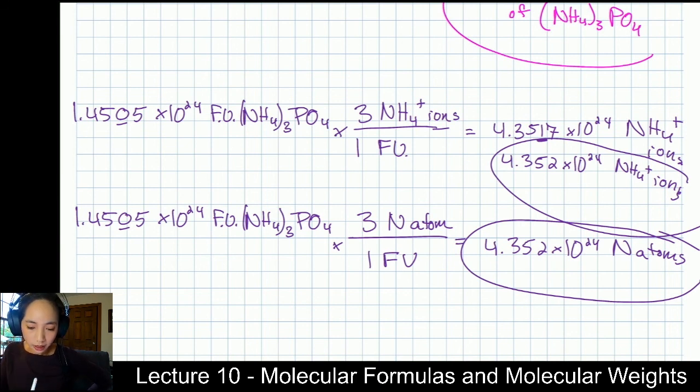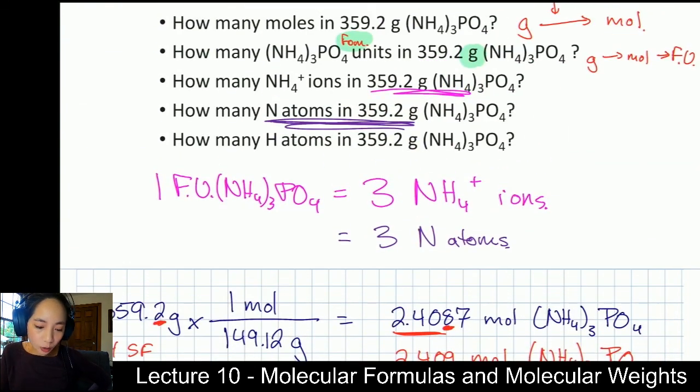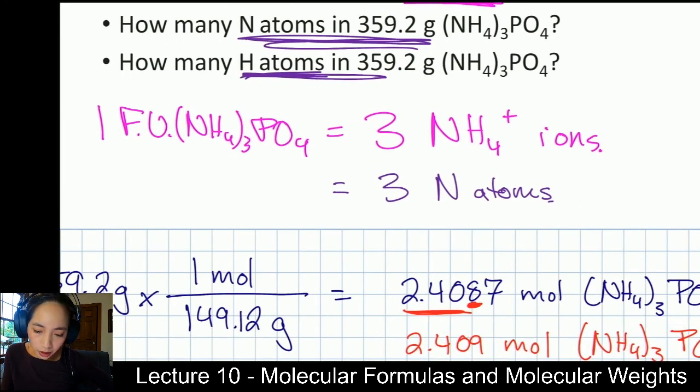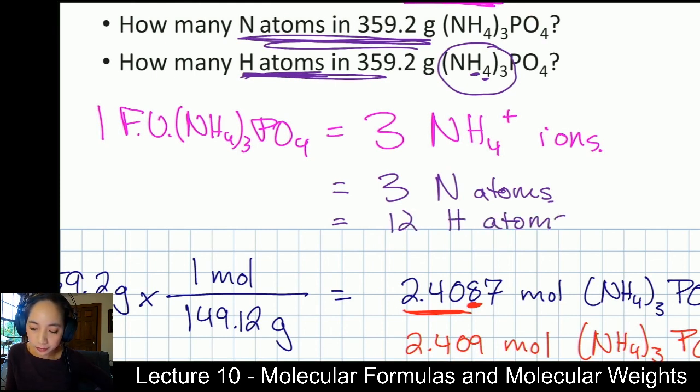All right, last one. How many hydrogen atoms are in this same sample? So now we need to go to hydrogen atoms. Again, let's just inspect the chemical formula. If we look at the formula here, hydrogens, there's 4 of them. But remember, this whole thing, there's 3 of them. There's 3 ammoniums, where each ammonium has 4 hydrogens in it. So there's actually a total of 12 hydrogens there. So we can say 1 formula unit of our ammonium phosphate is equal to 12 hydrogen atoms.